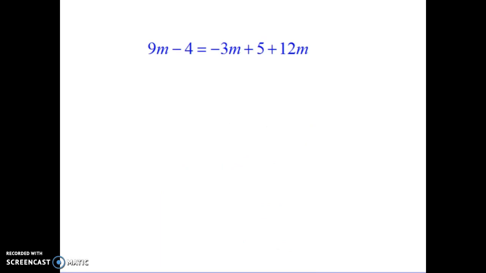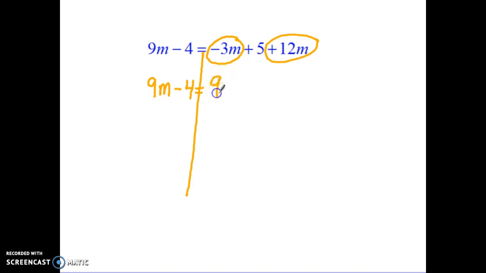Last one for today. Again, we have to solve this equation. Left-hand side looks like nothing I can simplify, but the right-hand side, it looks like I have some like terms that I can go ahead and combine before I start moving things around. So again, this left-hand side stays the same. I get 9m minus 4 is equal to, when I combine like terms, I have a negative 3m plus 12m, so that gives me 9m plus 5. The 5 has nothing to combine with.